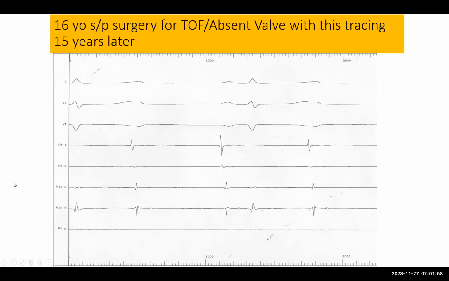This is a 16-year-old following surgery for tetralogy with absent pulmonary valve, and the patient was fainting, and this is the tracing that was obtained in the EP lab. So why don't we ask Dr. Condon if she has any thoughts on what's going on here.